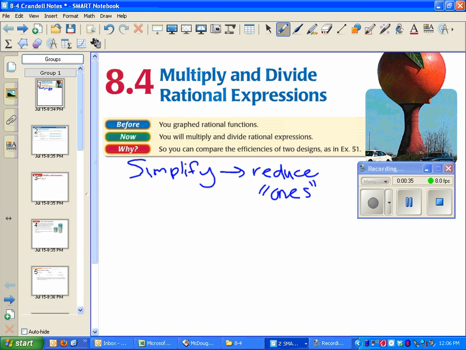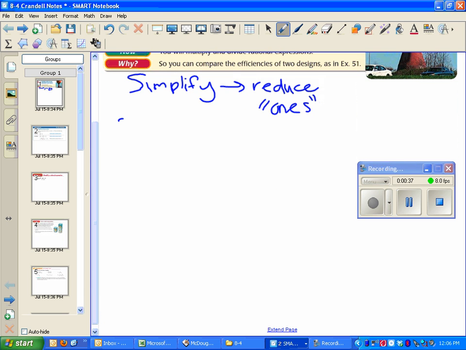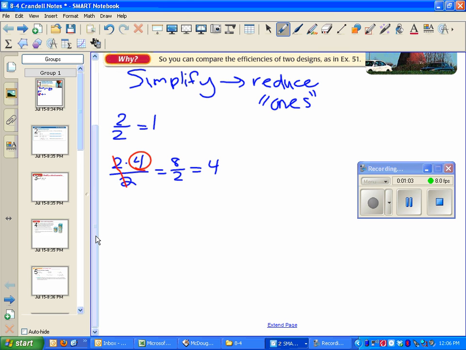So if I had something like to simplify 2 over 2, that would be 1. If I simplified 2 times 4 over 2, well, that is 8 over 2, which is equal to 4. I can also reduce it a different way. If I cross out the 2s, I can also reduce and just get 4. So I'm reducing 1s. However, the round 1s need to be multiplication.